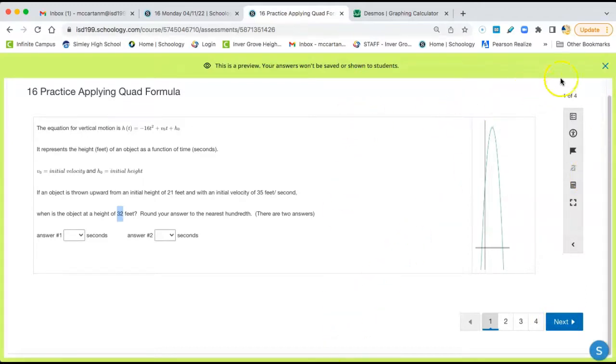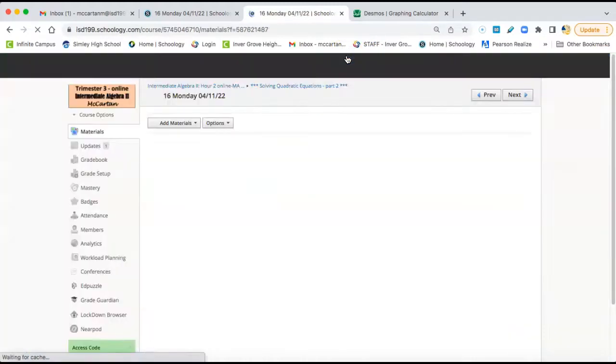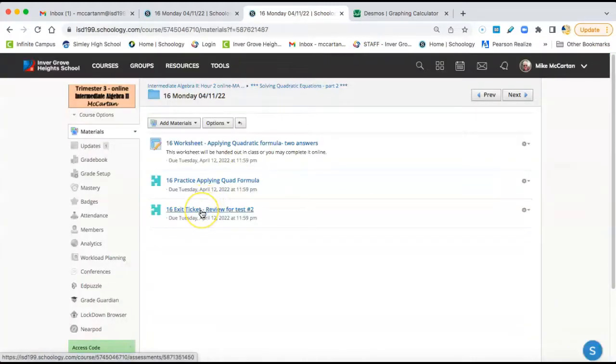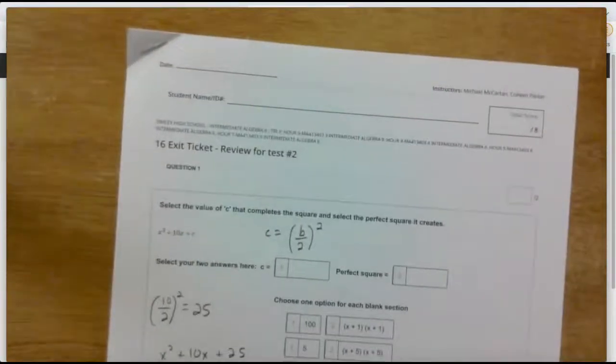That's what I do want to do, though. It's only 4 problems there. Just go ahead and go through the exit ticket. All right? I printed it. Go ahead and open it up. All right, guys, the exit ticket, we're getting ready for the test, which is on Thursday.